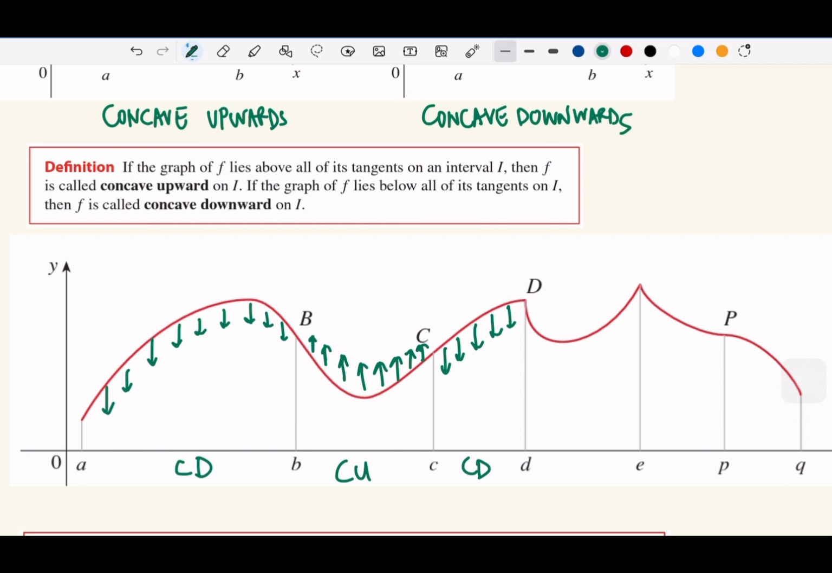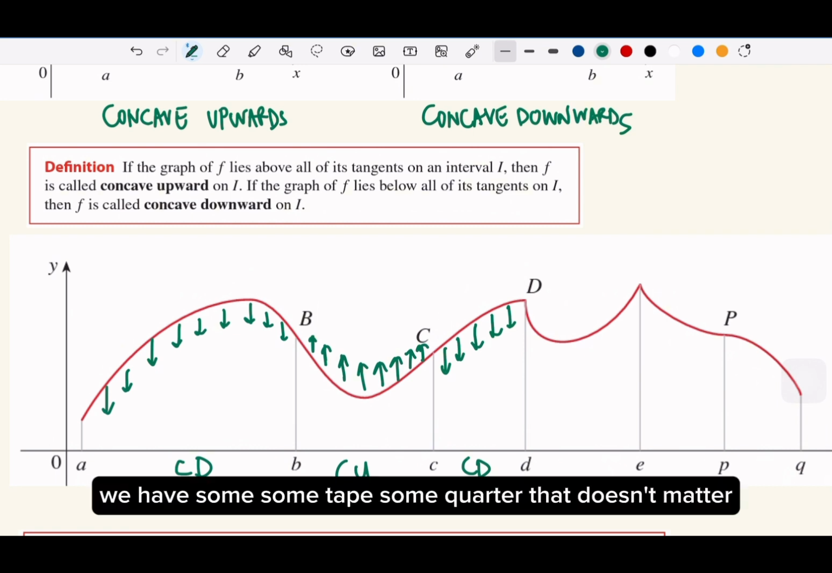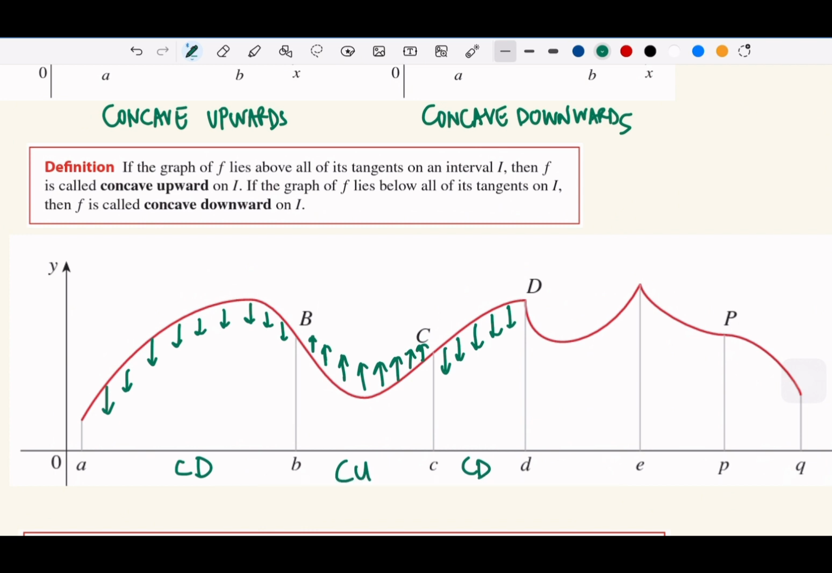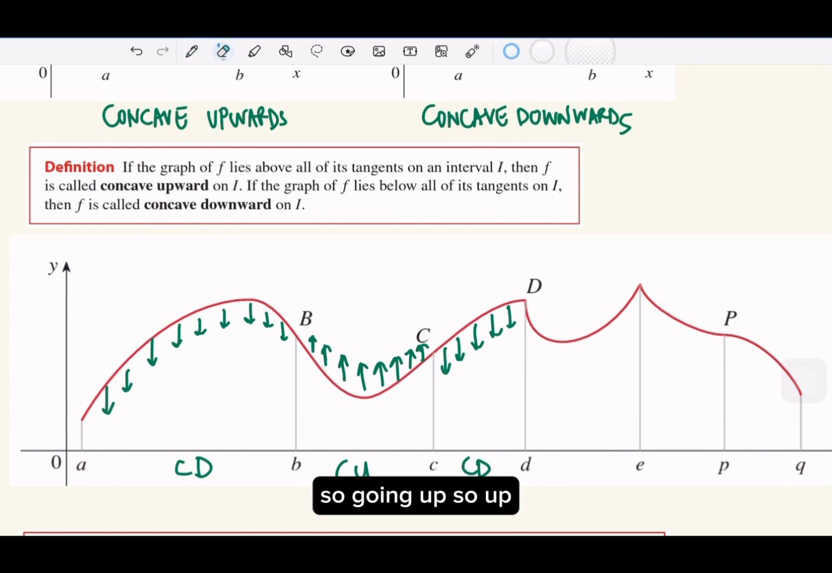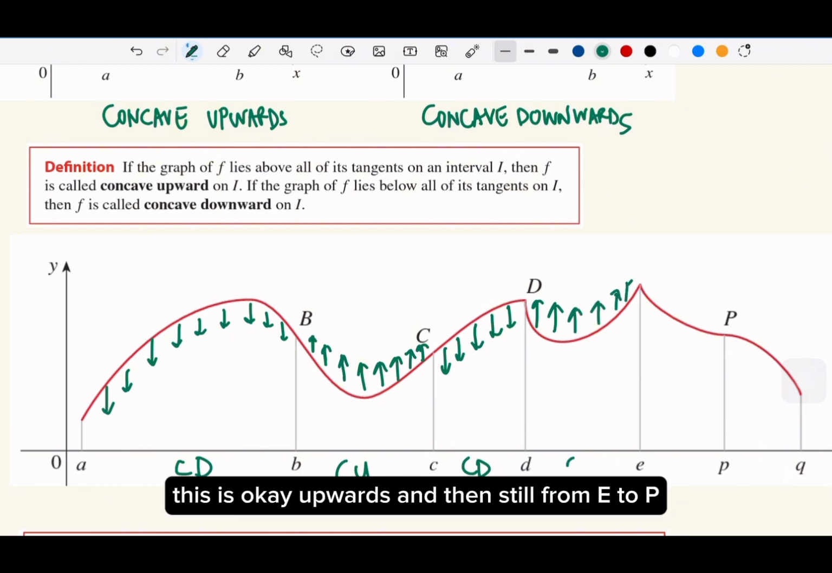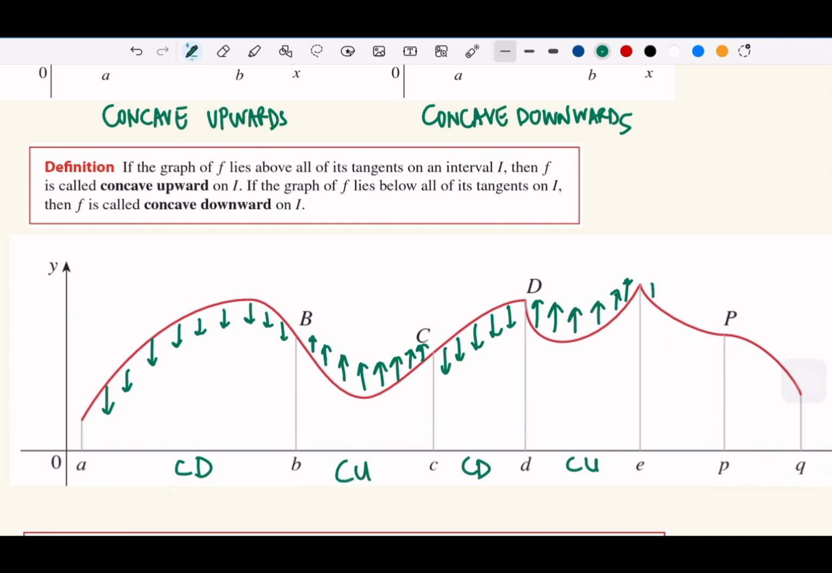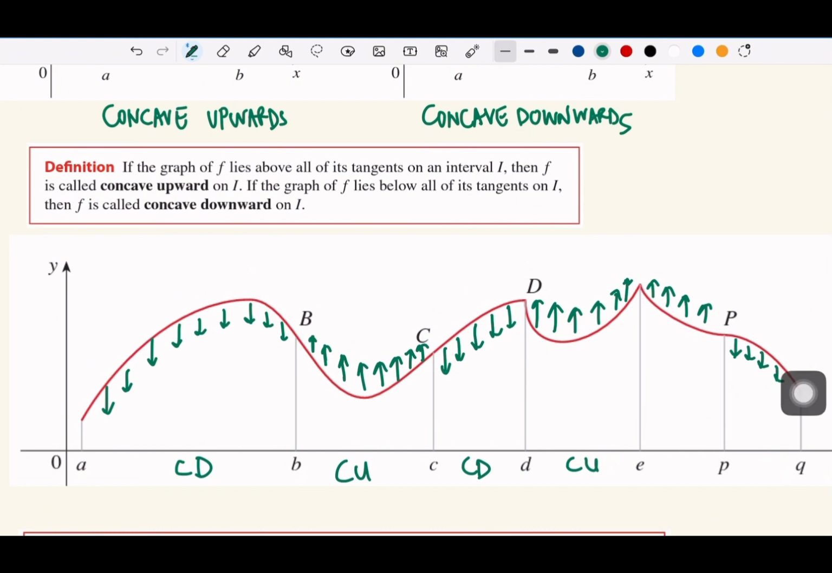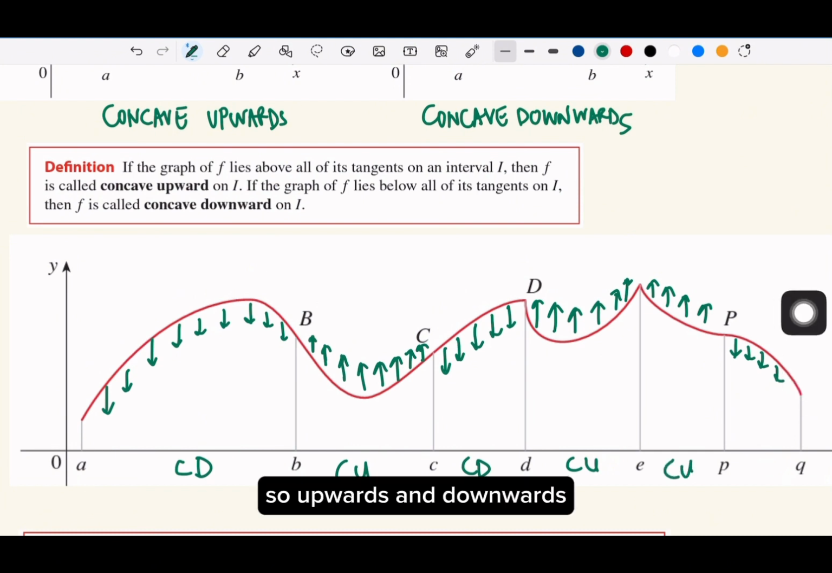And then we have some tip, some corner, but it doesn't matter. We only see the concavity now. It's going up again, right? And then here, still going up, right? So we're going up. This is concave upwards, and then still from E to P, still upwards, and then downwards. So upwards and downwards.